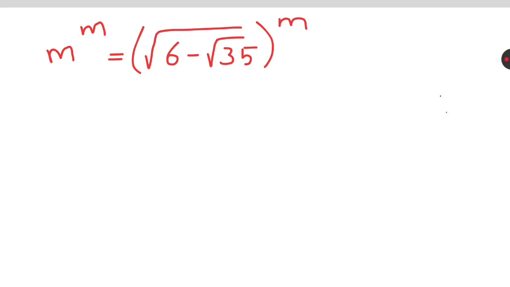Today's question is m raised to the power of m, that is equal to (square root of 6 minus square root of 35) whole raised to the power of m. We need to find the value of m. Let's see how to solve.